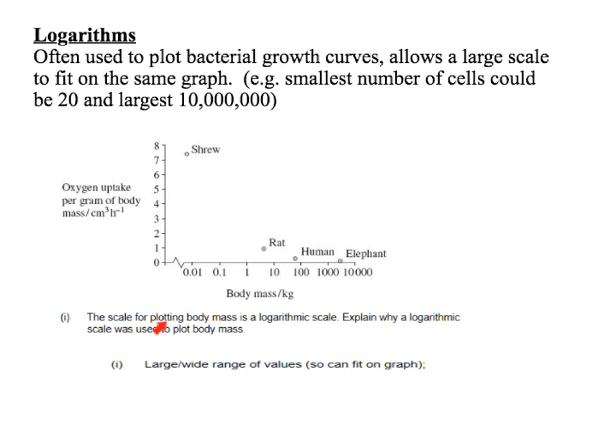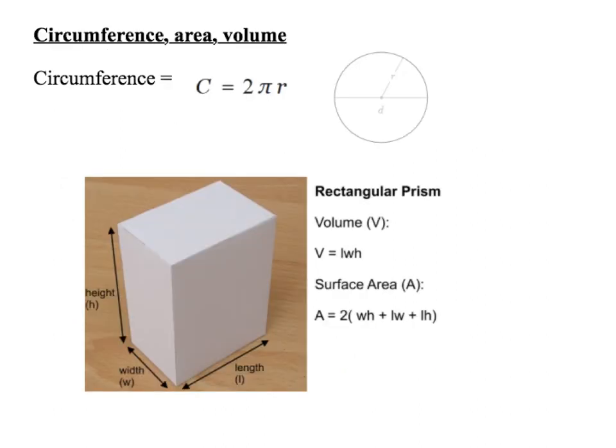And here's the past paper question you might have seen before. You could be asked to calculate the circumference of a circle. The circumference of a circle is 2 pi r. You could be asked to calculate the area, surface area, or the volume of a cuboid or a cube. So here is the formula. Volume is the length times the width times the height, and the surface area is 2 times the width times the height, plus the length times the width, plus the length times the height.